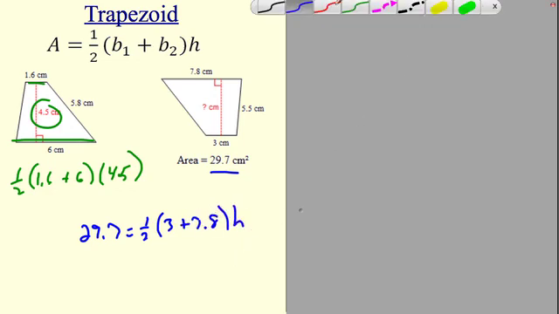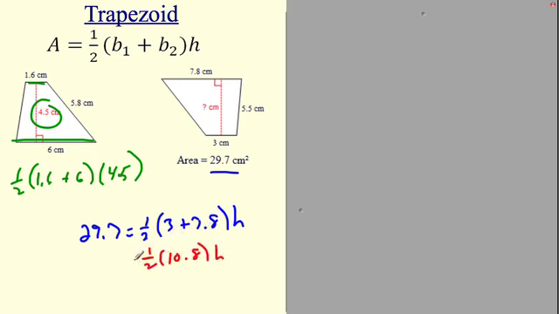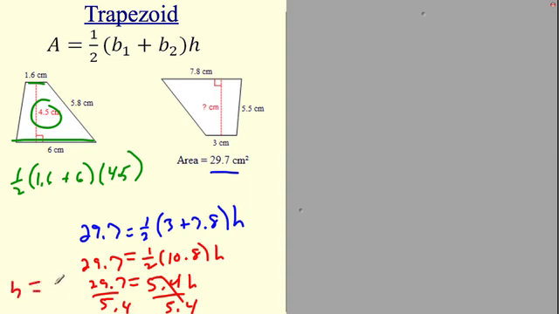So now once you set it up, it's just a matter of solving for it. So to solve for it, you can do the parentheses first. So that's really 1/2 of 10.8 times h equals that area. And then half of 10.8 is 5.4. And you're solving for h. So how do we get h by itself? You're going to divide by 5.4. So that'll give you your missing number, whatever that is. You may have to solve for h.